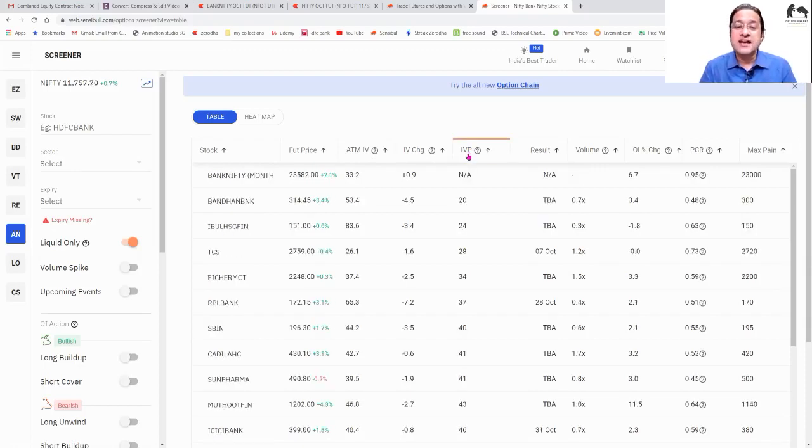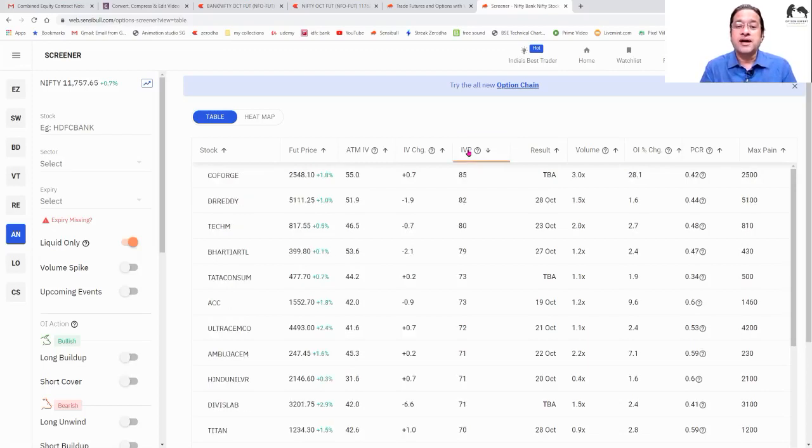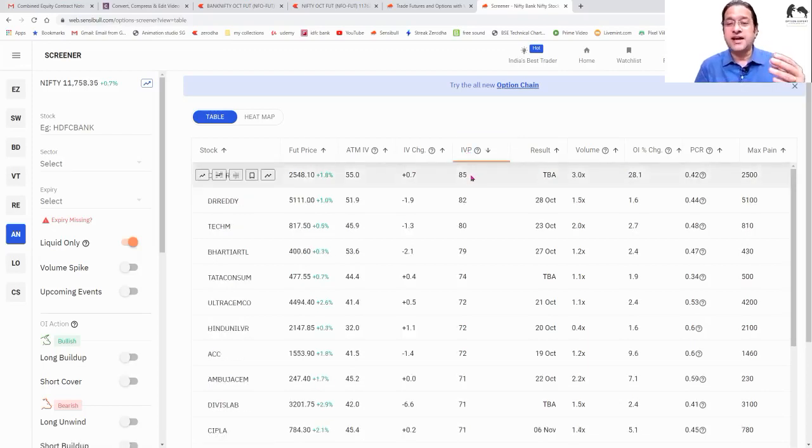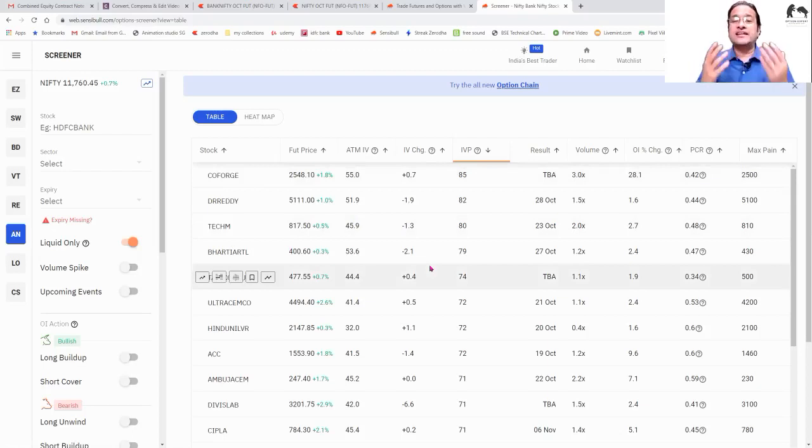Now, this percentile talks about the last 100 days. This number is highest in the last 85 days, this is the 85th day. This is what it means in the last 100 days. Now, which stock is it? It is Coforge, Dr. Reddy, Tech Mahindra. What happens when the implied volatility is high?